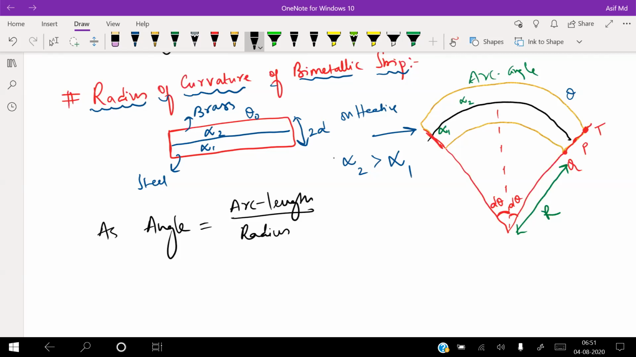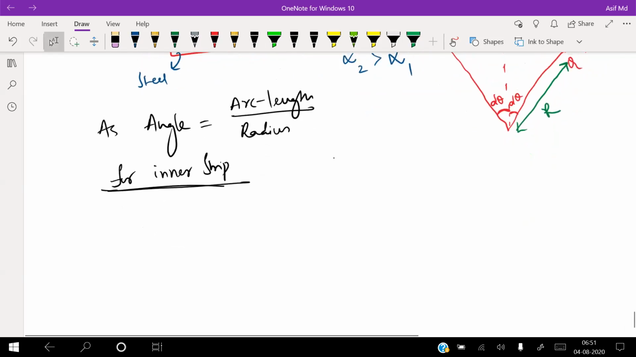Now see, for example, I'm talking for the inner strip, that means for alpha 1. So it might have also expanded. So L final will be equal to how much? After heating, the final length of your inside is equal to how much? Can you tell me? Final length will be equal to how much for me?